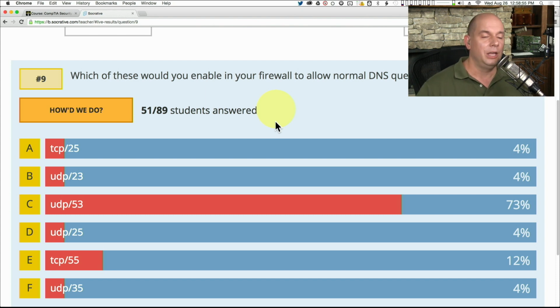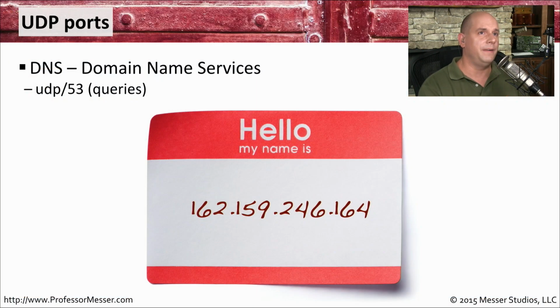The only UDP port number that you need to know, in fact, is UDP port 53, which is DNS queries. This is the UDP that is used to do the normal name lookup. So when you type in www.google.com, it has to first perform this DNS lookup to be able to find out what the IP address of www.google.com happens to be. And it is UDP over port 53 that's able to do that.